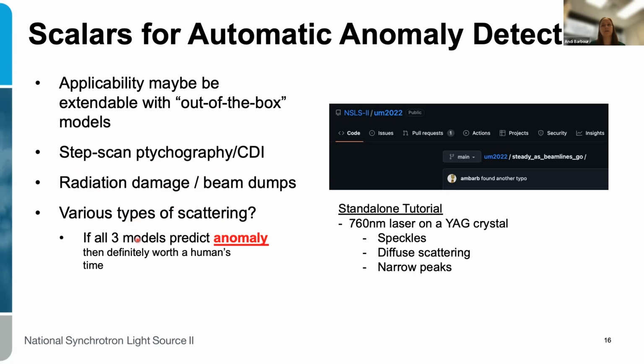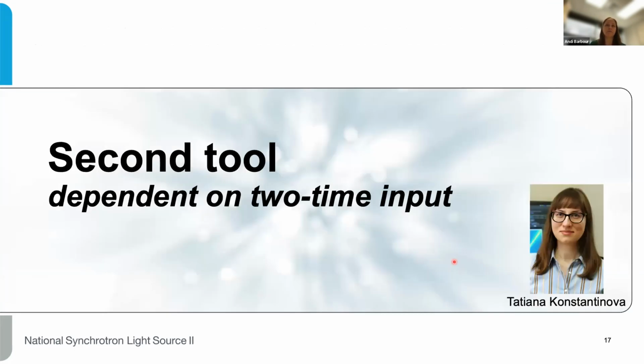There is a standalone tutorial to show how useful it might be on other things with other detectors and other techniques, like diffuse scattering peaks or even narrow Bragg peaks. It seems to work fairly well. You just have to consider all 3 models together. And if all 3 predict an anomaly, then it's definitely worth your time. And that's without retraining the models for this particular experiment, which is not one that anybody would want to spend any time doing anyway. And it's very different from an X-ray experiment.